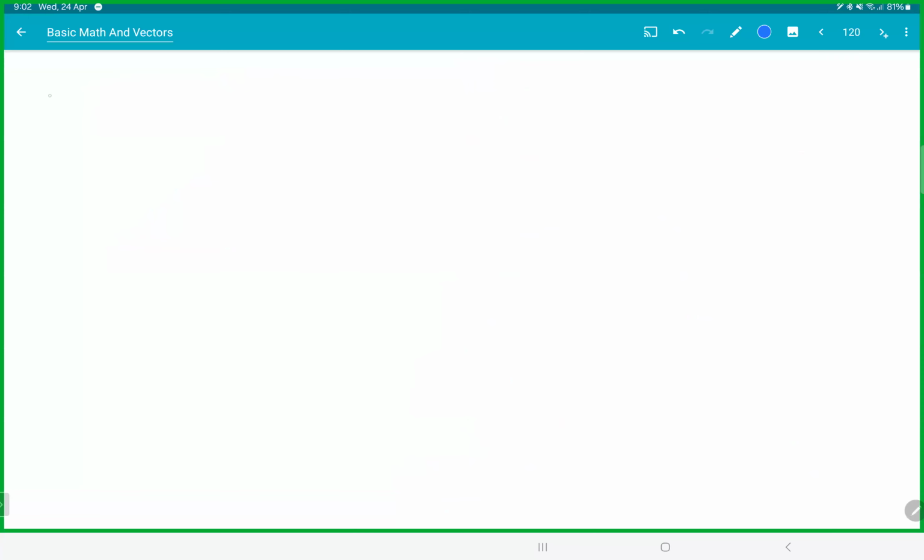Now, if you have i cap dot i cap, this is mod i cap times mod i cap, and the angle between them is cos 0. So i cap dot i cap is 1. Similarly, j cap dot j cap is also 1, and k cap dot k cap is 1. But if you do i cap dot j cap, that is mod i cap, mod j cap, that is 1 and 1, and the angle between i cap and j cap is 90 degrees. This is 0. j cap dot k cap or k cap dot i cap is 0. So like vectors will give you 1, and perpendicular vectors will give you 0.